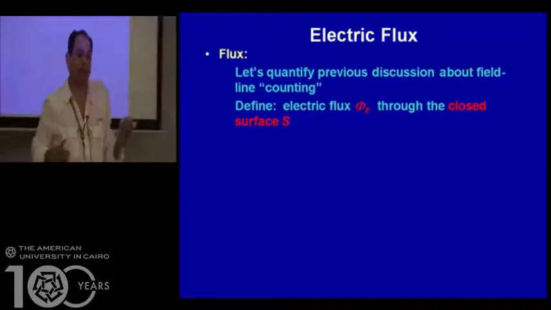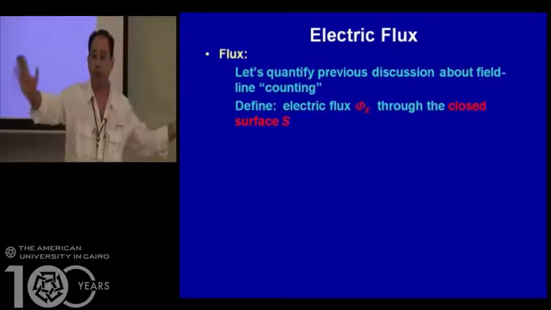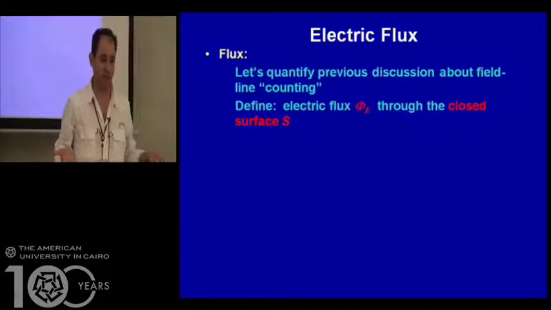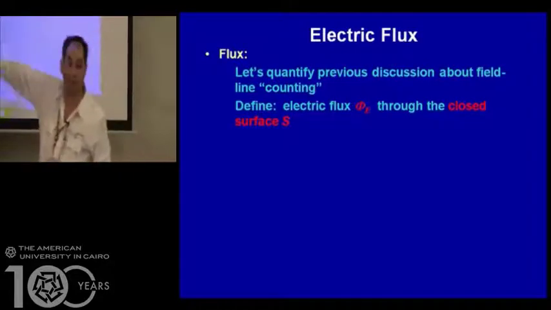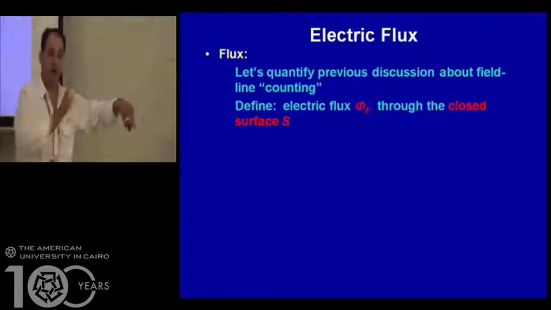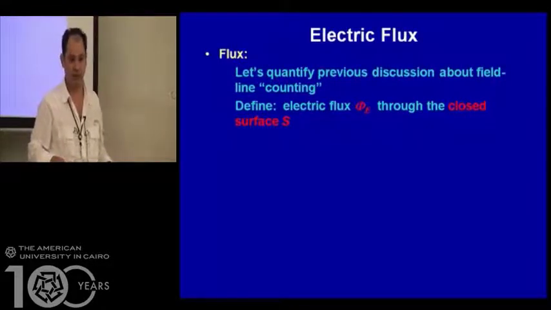So we're talking about the number of field lines out of the surface. If you talk about the whole surface of the room, then the flux is 0. But if you talk about that wall only, we will have a flux. Okay? Yes?